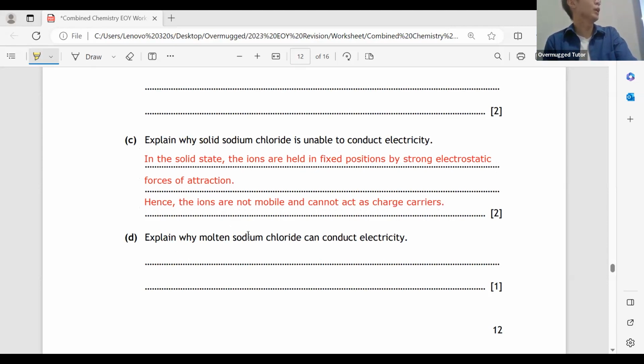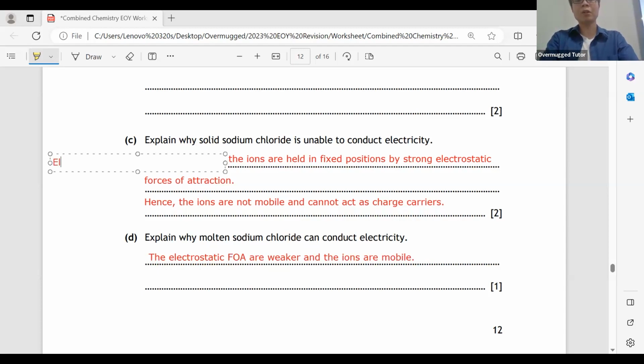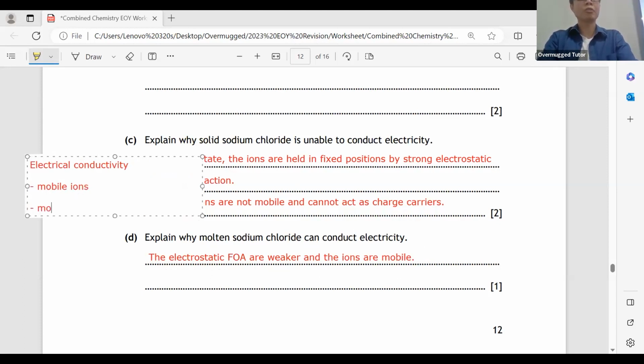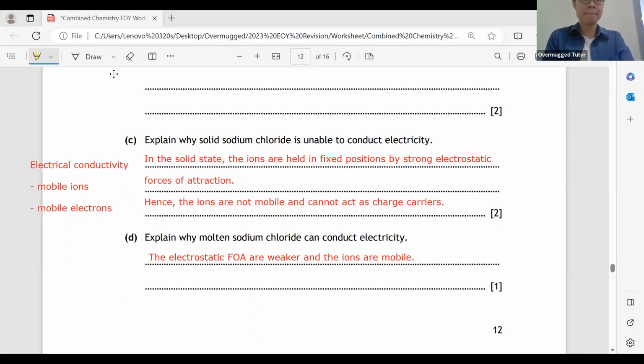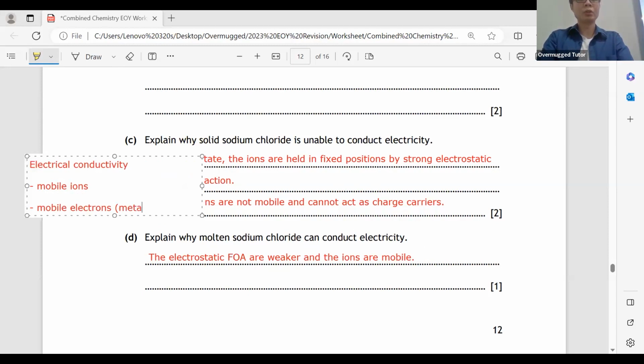But why when molten state or aqueous state possible? The electrostatic forces, the FOA, are weaker and the ions are mobile. So what's the key concept over here, right? For electrical conductivity, or for something to conduct electricity, you need to have mobile ions or mobile electrons. But combined science, you all won't really see the mobile electrons. This mobile electrons is for your metals. Ionic compounds, then you use mobile ions.